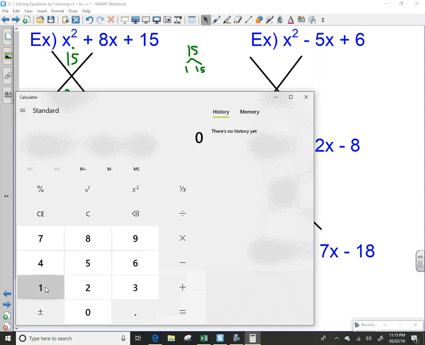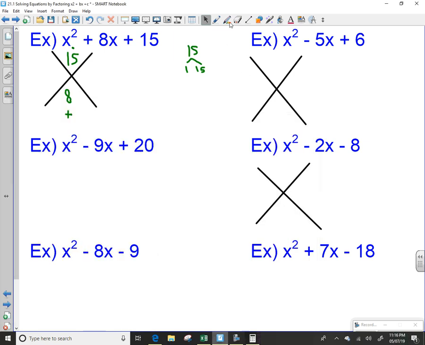So we had 15, we knew 1 and 15, but if I take 15 divided by 2, you'll notice I get a decimal. That's not a factor. So now if I try again and I do 15 divided by 3, oh, 3 and 5 work. So I can now come back here to my smartboard, my page here. I can put 3 and 5 down.